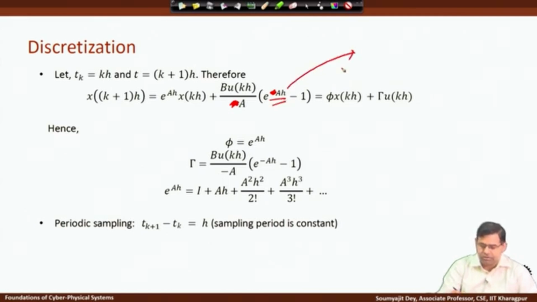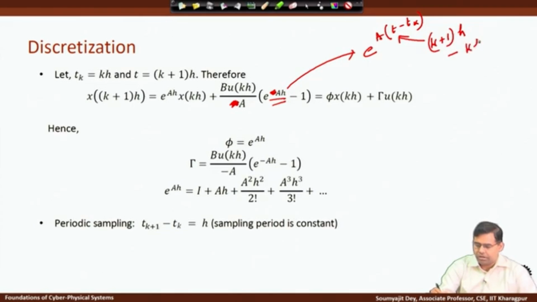Now, let us understand how this e to the power h comes. We will just explain once again. If you recall from the last slide, you had e to the power a times t minus t k here. Now, of course, your t becomes, like we discussed already, k plus 1 times h, and t k is k h. So, you have h remaining, that is why e to the power a h. So, again we will follow up the correction here. This is your phi, which is e to the power a h, and this is your gamma, which is b by a times e to the power a h minus 1, multiplying u at k h.